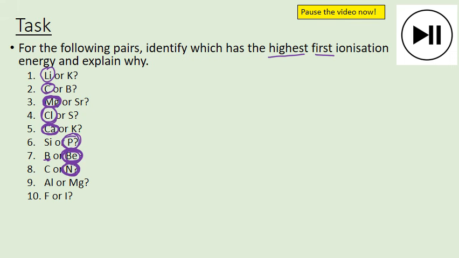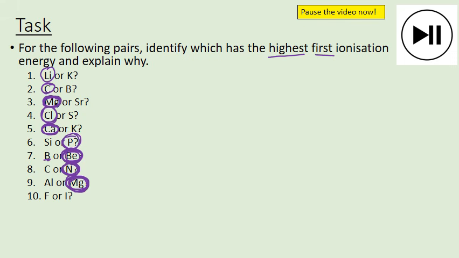Number 9, aluminium or magnesium. That's where we have a blip there. So the answer here goes against the trend. The answer is magnesium, and that's because despite the fact that aluminium has a higher nuclear charge, the outer electron in aluminium is in the new P subshell, and magnesium is still in the S subshell.